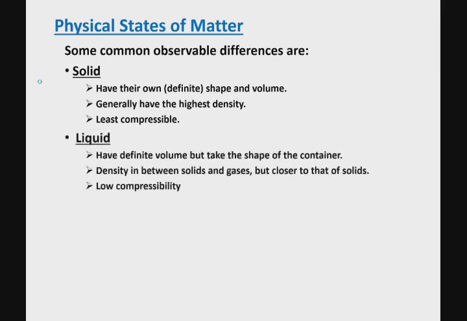Liquids have a definite volume of their own, but they take the shape of the container. Their density is between those of solids and gases. Of course, their densities are closer to that of the solids. They're not right in the middle of the two, but liquids are slightly less dense than solid phases of that substance would be. Similarly, liquid phases have low compressibility, yet they have higher compressibility than solids. They are more compressible than solids, but only slightly so.